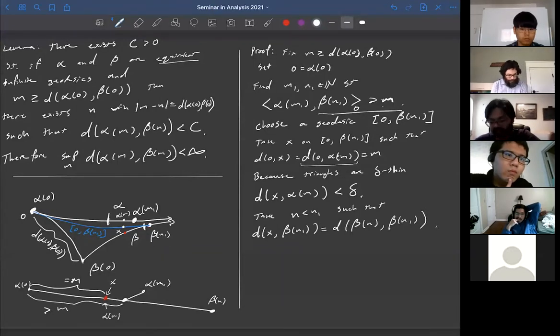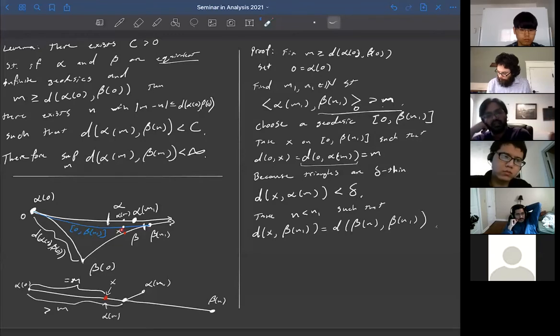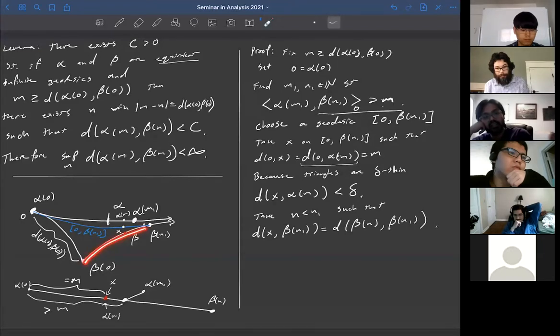And why does this exist? This exists because the distance from X to the origin here, we know, is greater than or equal to M, and M is greater than this distance. So this distance right here is certainly greater than this distance, and that means that this distance right here is going to be less than this distance. So by the triangle inequality, at some point along this path there's going to be some point where the distances are the same.